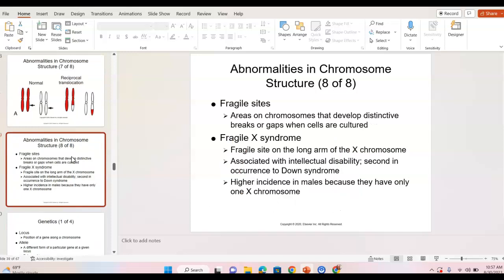Fragile X is an area that's prone to being damaged, and you could see the presentations there. So I see as we're going through, gosh, these lectures in genetics, it's just like a laundry list. So what I would do if I were you is I would make notes and look for things that stand out. A lot of them have intellectual disability. Okay. So what is going to stand out here? This has fragile sites. That's what would stand out to me. Areas on the chromosomes that are distinctive and more prone to breaks. This is going to be on the long arm of the X chromosome.